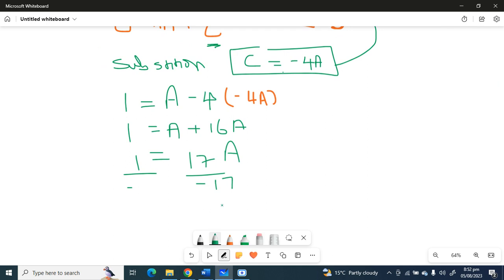Not negative 17, positive 17. I don't know why I brought this negative sign. Therefore, a equals 1 over 17.